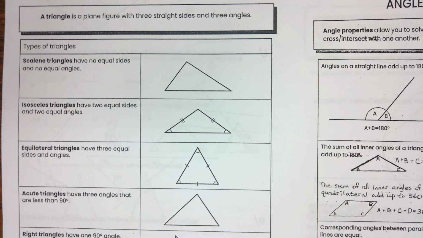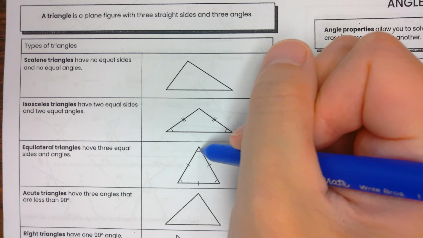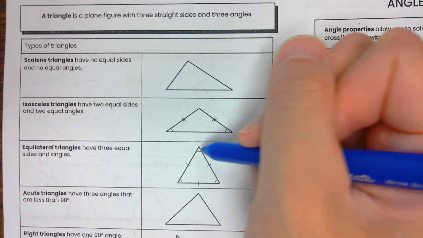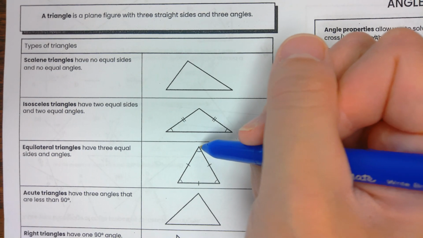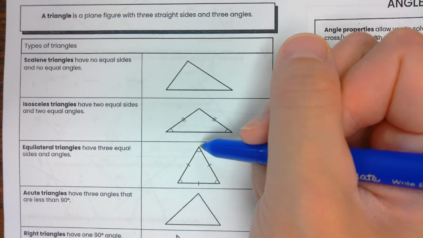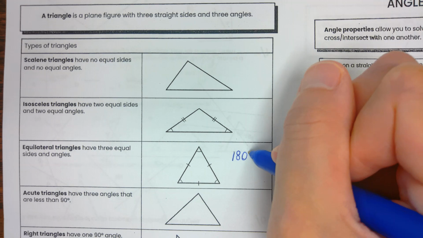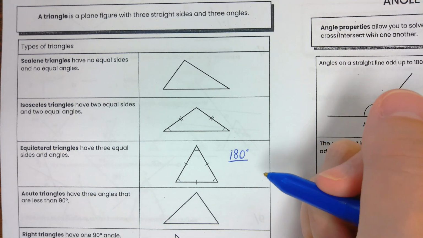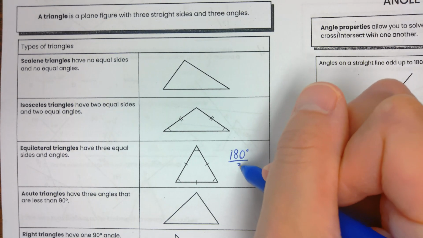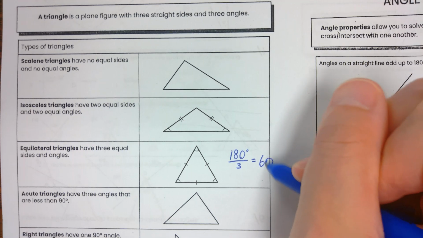What are each angle in an equilateral triangle? Let's see. Next one? 60, right? Because in a triangle, you all know that it adds up to 180. So if they're all equal, divided by 3, that means each angle is 60 degrees.